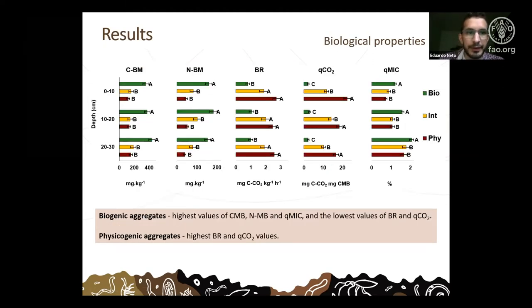And finally, we have the biological properties. The higher values of microbial biomass, carbon, nitrogen, and microbial quotient found in the biogenic aggregates are associated to the decomposition of organic matter by earthworms and their effect on nutrient cycling. Soil structure creates the habitat for a myriad of soil organisms, consequently driving the diversity and regulating the activity. Also, the organic matter inside the microaggregates becomes inaccessible to the microorganisms and thus physically more protected from losses.